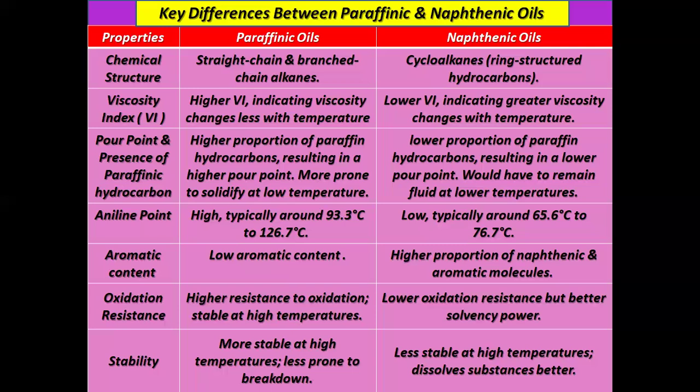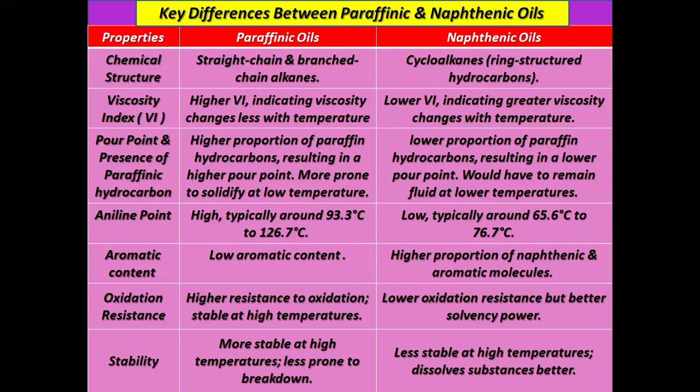Annealing point: high in the case of paraffinic oils, typically around 93.3 degrees centigrade to 126.7 degrees centigrade, whereas in naphthenic oils, a low annealing point, typically around 65.6 degrees centigrade to 76.7 degrees centigrade. Aromatic content: low aromatic content in paraffinic oils, whereas naphthenic oils have a higher proportion of naphthenic and aromatic molecules.